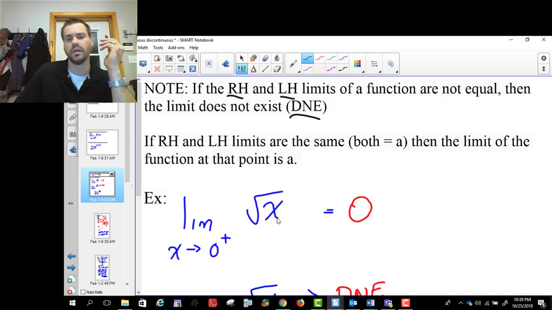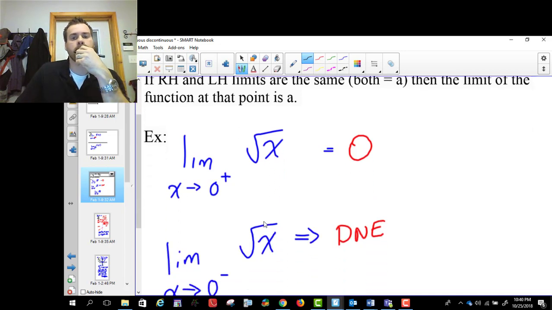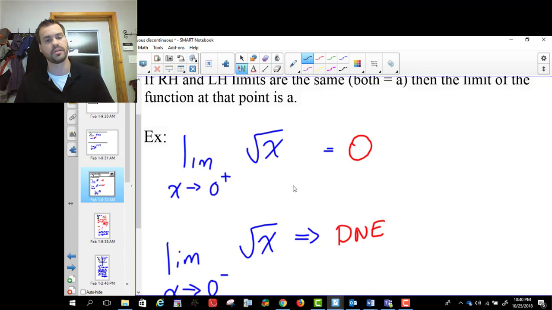So here's an interesting idea. If you take the limit as x approaches 0 from the positive direction of root x, the answer is 0. And the reason I can say that is because if I plug 0 in here, I can just go the square root of 0, and that's equal to 0.